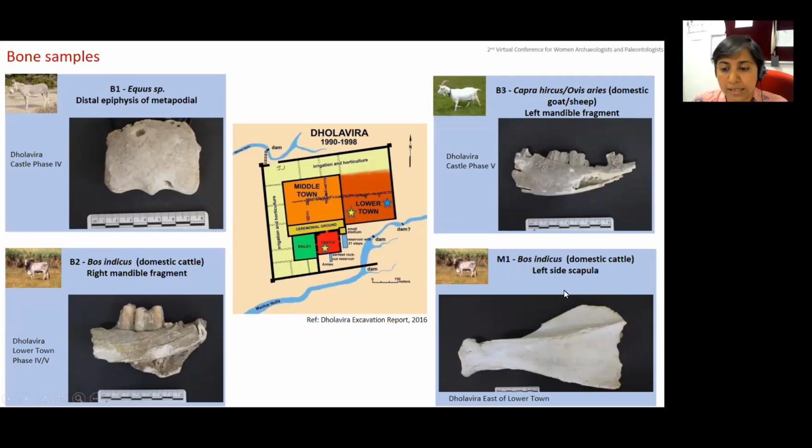The modern bone is a left side scapula of domestic cattle, and it was found lying just outside the lower town. We assume that this modern animal could have died anywhere in the last 5 years, whereas the ancient bones were definitely 4,000 to 5,000 years old.